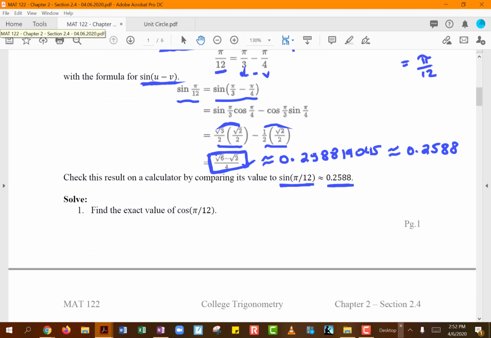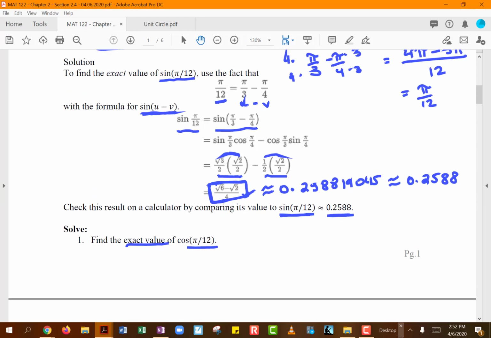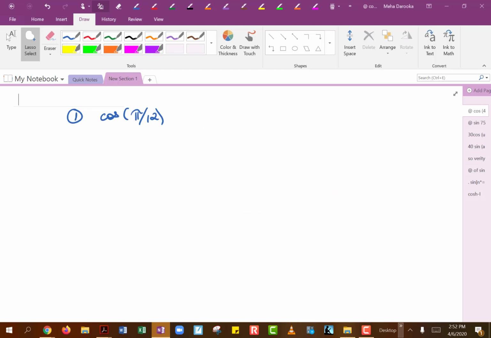So we're going to try and use this same idea for our problem here, and we are given: find the exact value of cosine of pi over 12. So you can see this is the same angle pi over 12, so we will also go ahead and rewrite pi over 12 as pi over 3 minus pi over 4, just like they showed you in example 1, and use that in our example to break it down.